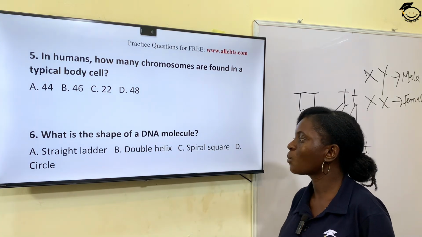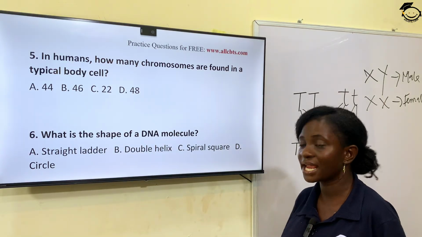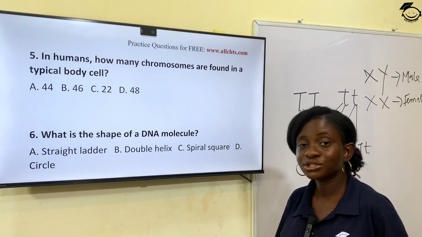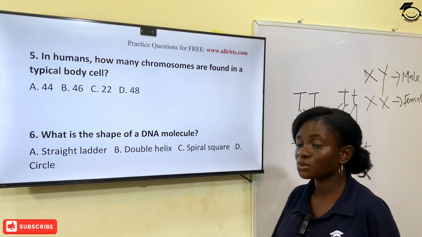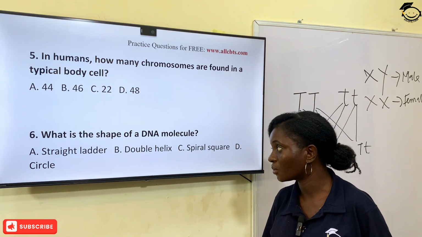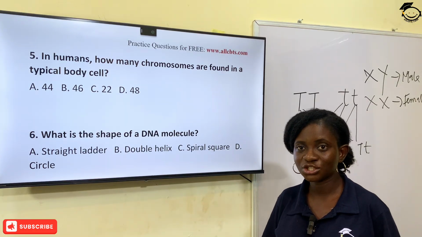Question 6. What is the shape of a DNA molecule? Option A, straight ladder. Option B, double helix. Option C, spiral square. And option D, circle. I showed you the structure of DNA during the course of the lecture.